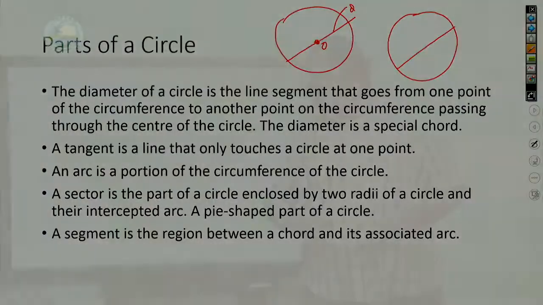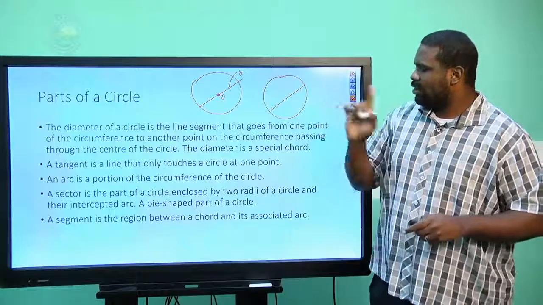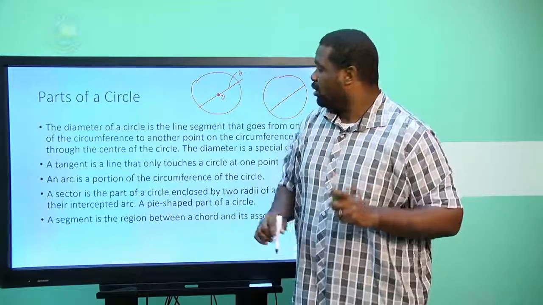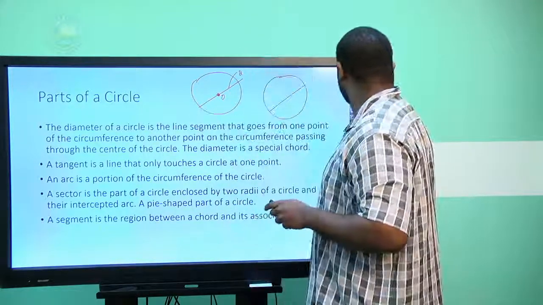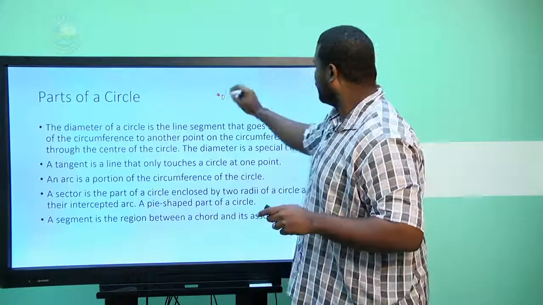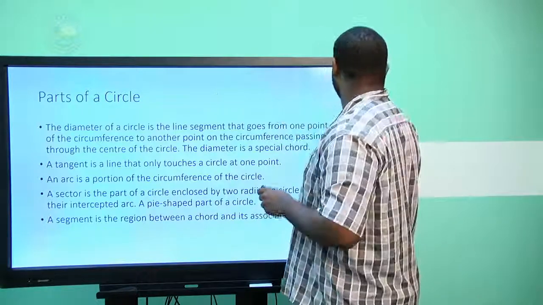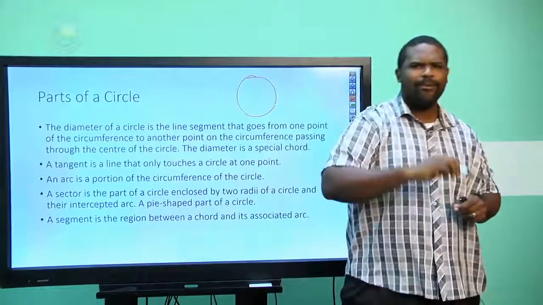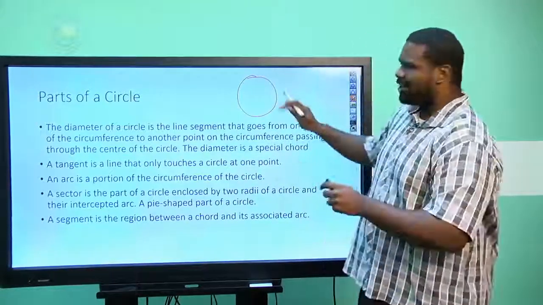Now, a tangent is the line that only touches a circle at one point. So if we have a circle, let's pretend we have a circle now. Pretending for now, we'll see the actual circles in a bit, don't worry. But right now, we're just pretending together. So let's say we have a circle.